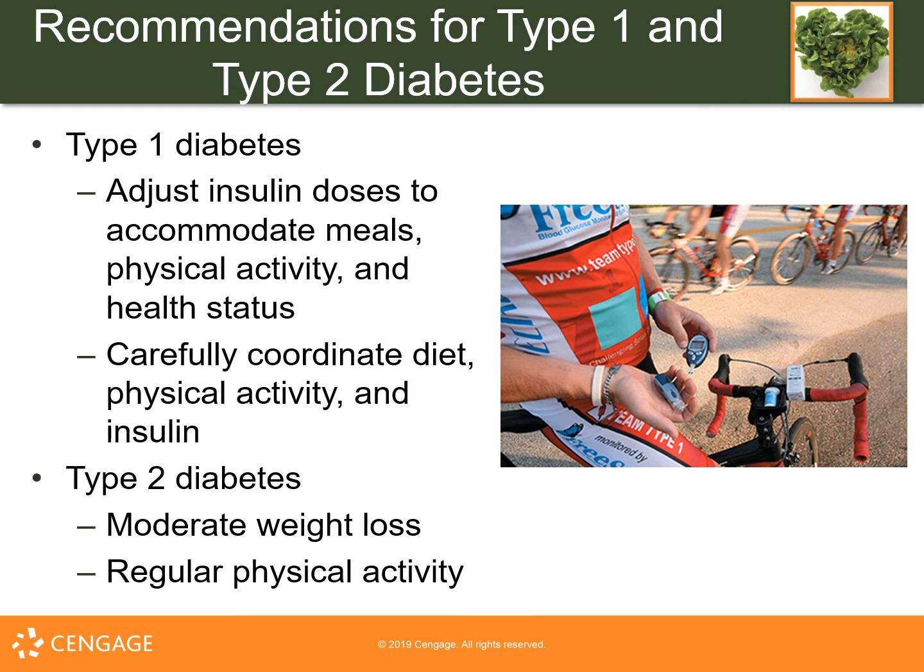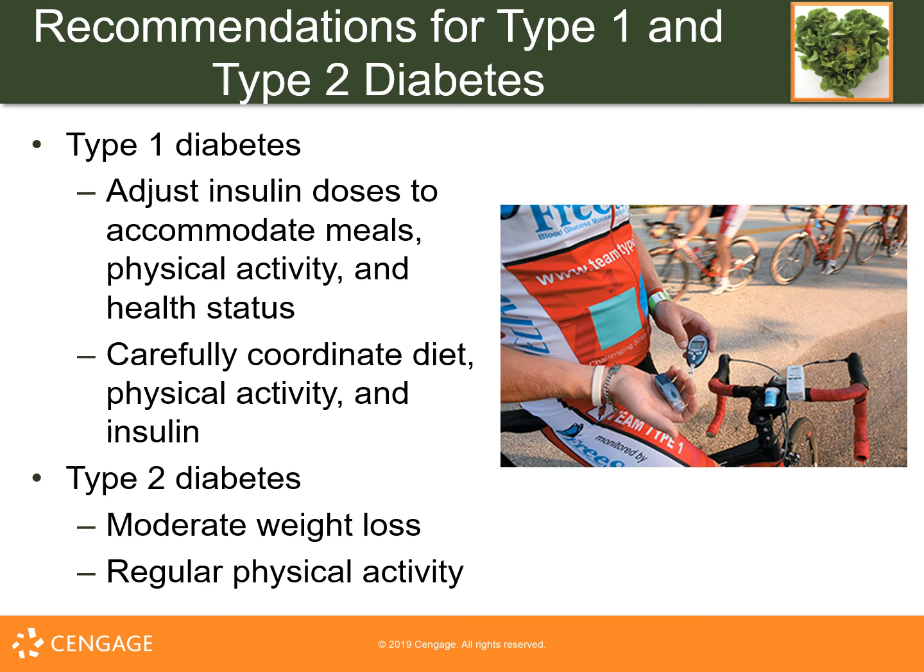Recommendations for type 1 and type 2 diabetes. Type 1 diabetes. Adjust insulin doses to accommodate meals, physical activity, and health status. Normally, your body adjusts production for you. Type 1 diabetics have to do this manually. Carefully coordinate diet, physical activity, and insulin regimen.